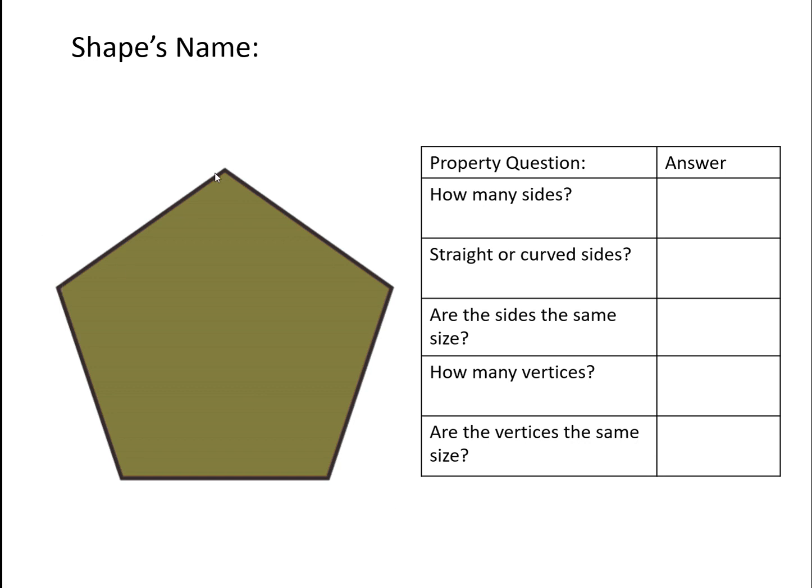So this shape has got 1, 2, 3, 4, 5 sides. Are they straight or curved? They're all straight. Are they the same size? Well, in this case, they are the same size. How many vertices? Same as the number of edges, same as the number of sides. So that's 5 as well. And then are they all the same size? Well, in this case, they are. And the shape's name is pentagon. Well done. It's actually a regular pentagon because all of the sides are the same size.